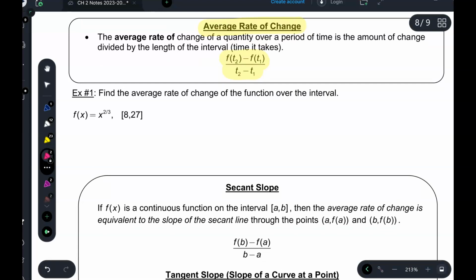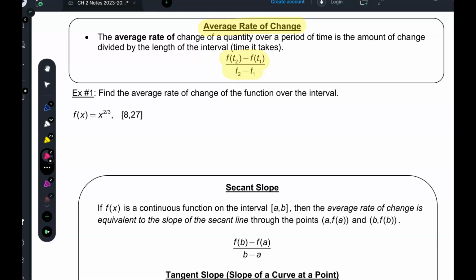Sometimes we just have a function. It's x to the 2/3. It's just slope. So I want to find the average rate of change. I'm going to take 27 to the 2/3 minus 8 to the 2/3, over 27 minus 8. That's all. We have to do this without a calculator, though.